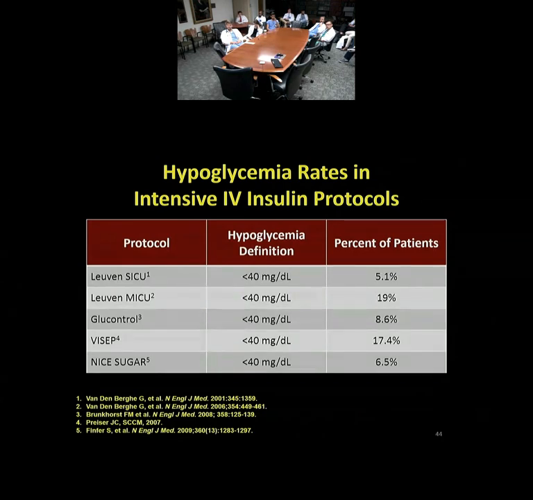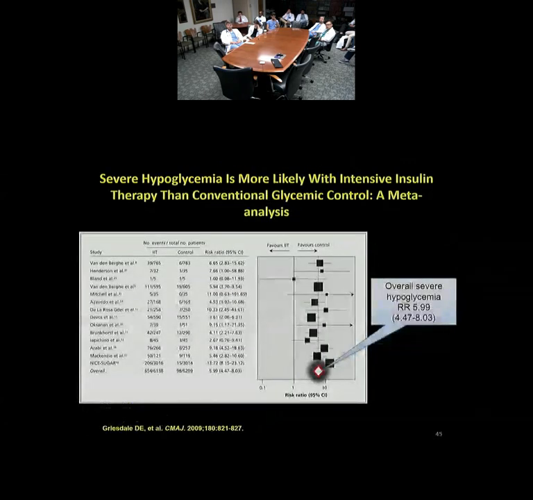In these studies, they evaluated the hypoglycemia rates in intensive IV insulin protocols, and they said that up to 17% have hypoglycemia below 40. Severe hypoglycemia is more likely to happen with intensive insulin therapy than conventional glycemic control. So this has changed our way of managing hyperglycemia in the hospital.